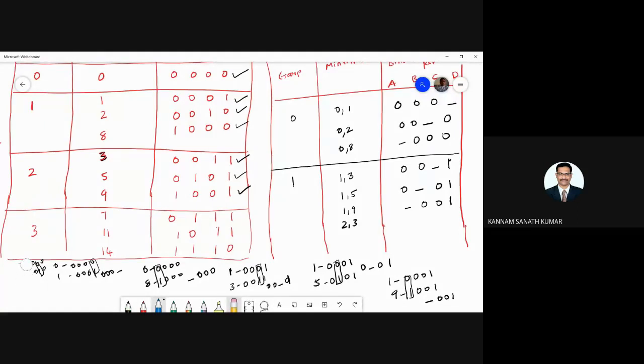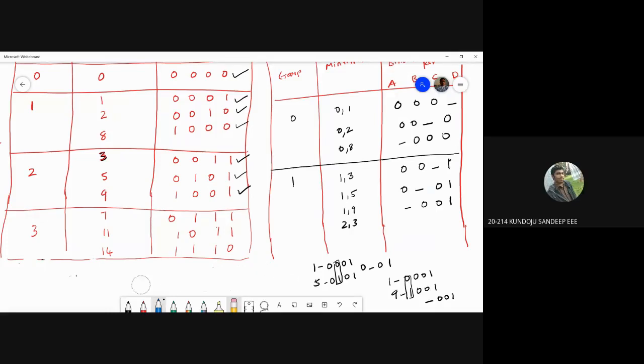See here. Sir, in step 1, why have you not taken minterm 15, sir? 15 is not there, no?